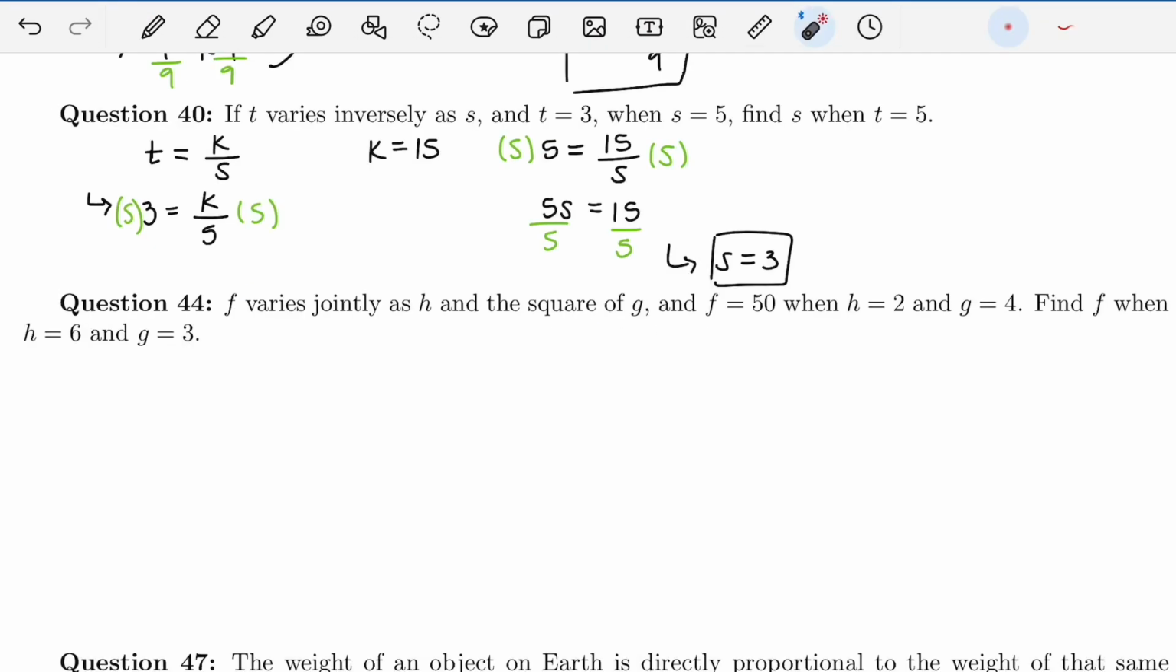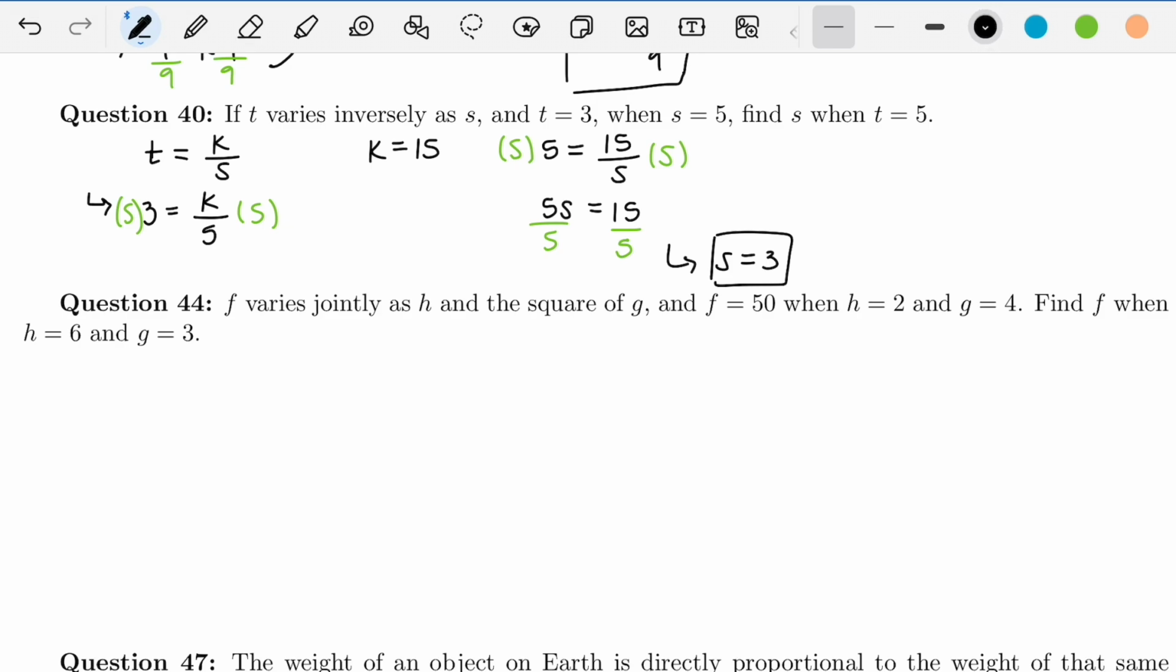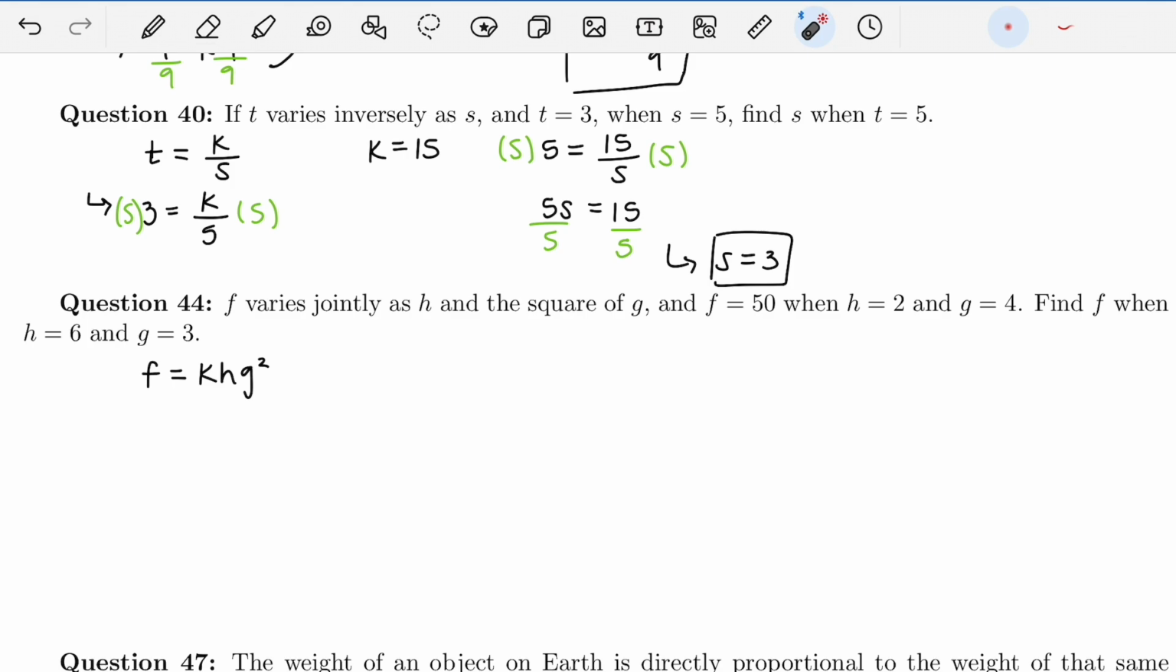All right, so for this next problem here, we're dealing with joint variation. We're told that f varies jointly as h and the square of g. So first we'll set up that equation here. If f varies jointly as h and the square of g, our equation is going to look like this here. So doing the same process that we've done in the last several examples, we're going to plug in this known information here and solve for our constant of variation.